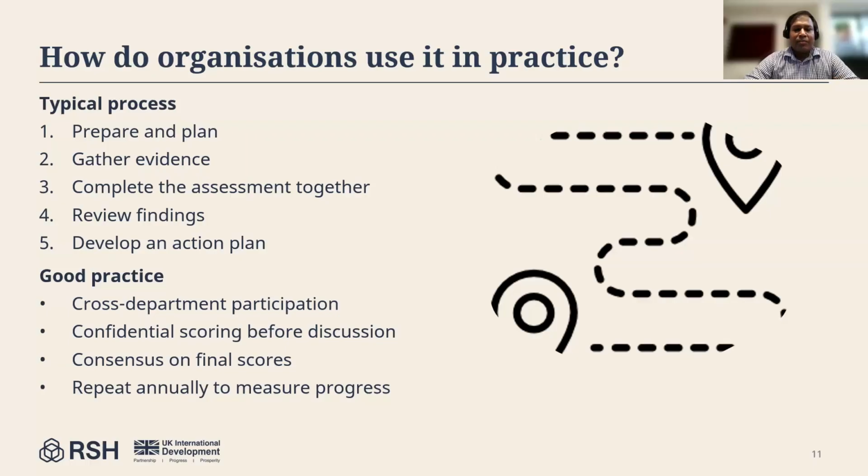One feature that encourages honest participation is that individuals first score confidentially before discussing differences and agreeing on a final score. The approach helps reduce the influence of organizational hierarchy and creates a space for different perspectives to be heard. Once the assessment has been completed, the organization reviews the findings, agrees its priorities, and develops an action plan with realistic and achievable actions.